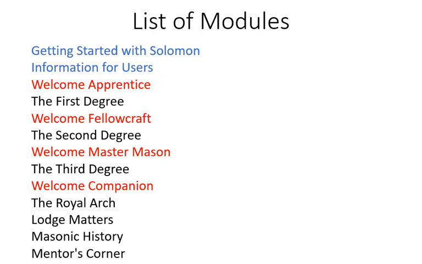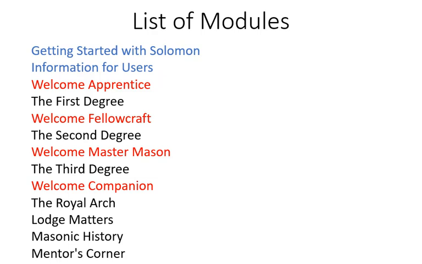Moving on in the list, Lodge Matters is the module dedicated to the correct operation and running of a lodge meeting. It deals with subjects such as procedure and etiquette. It may help you avoid making a faux pas at one of your early meetings. Many people join Freemasonry because of its history and traditions, so it should be obvious what Masonic history is about.